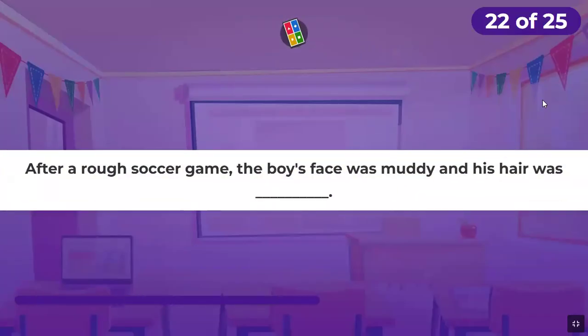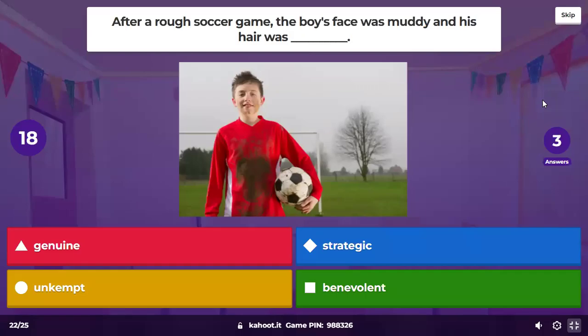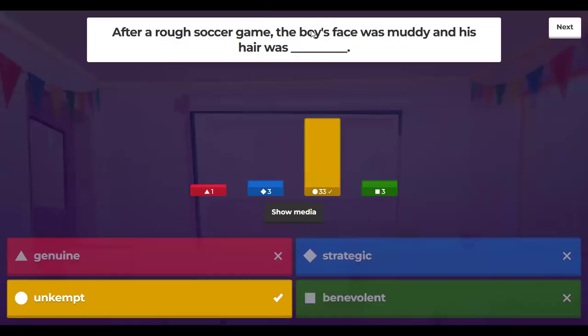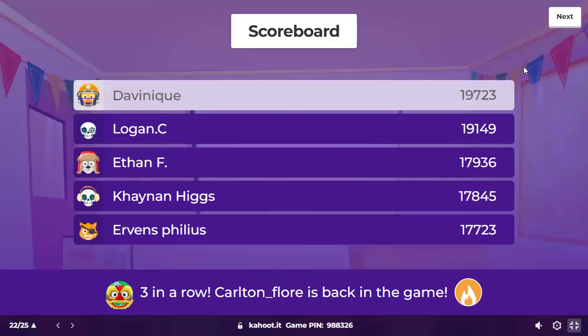After a rough soccer game, the boy's face was muddy and his hair was blank. After a rough soccer game, the boy's face was muddy and his hair was blank. After a rough soccer game, very good, unkempt. Coming down to the last few.